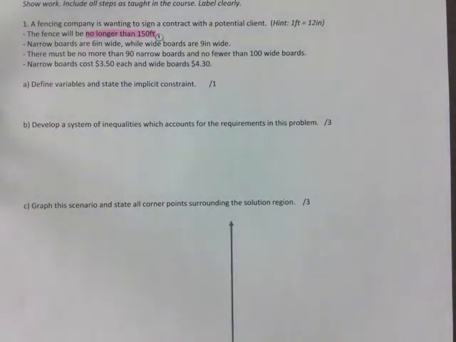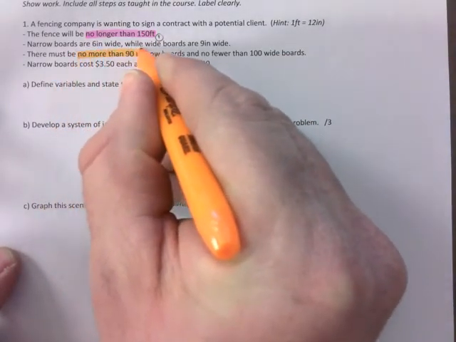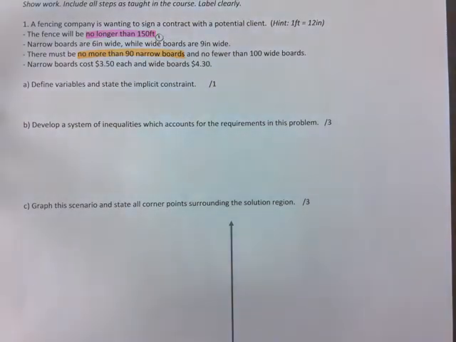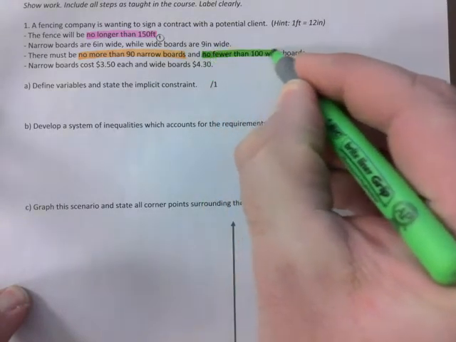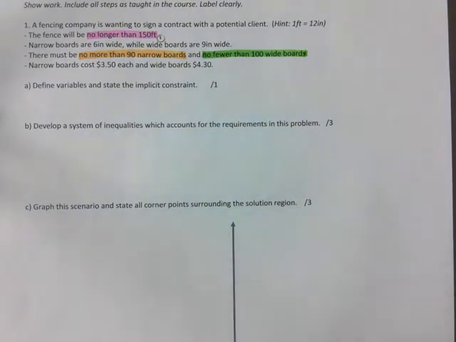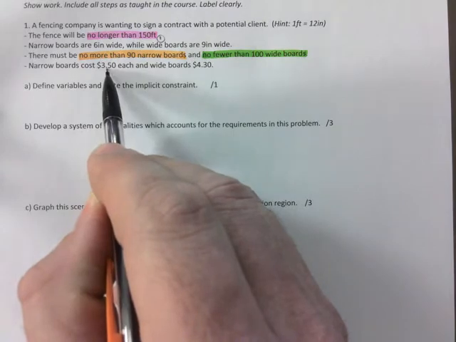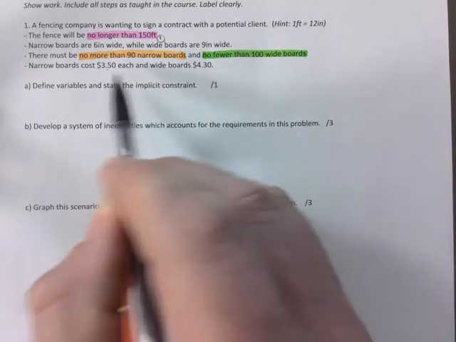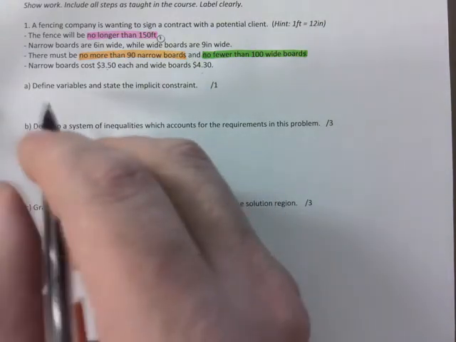There must be no more than 90 narrow boards. Oh, okay. No more than 90 narrow boards. Look at all my highlighters. And no fewer than 100 wide boards. So those are actually specific to each, maybe variable. We don't know yet. Narrow boards cost this much, and wide boards cost that much. No inequality there. Okay. Define the variable, state the implicit constraint.